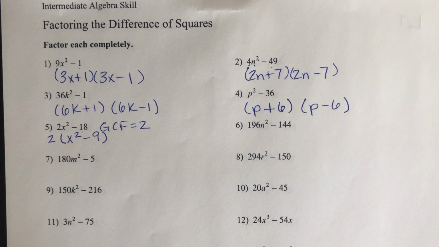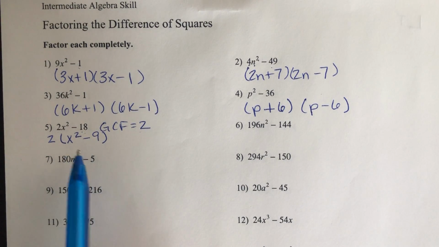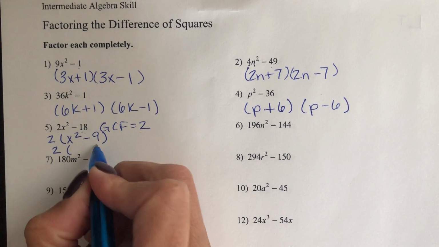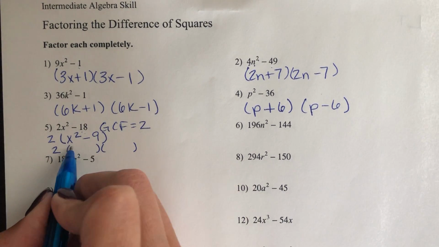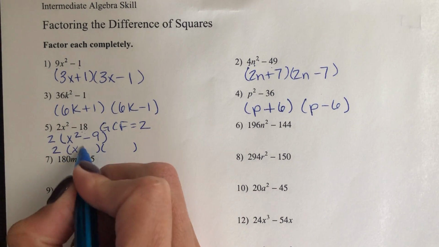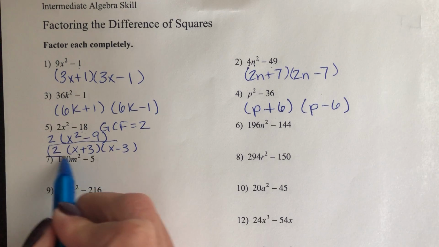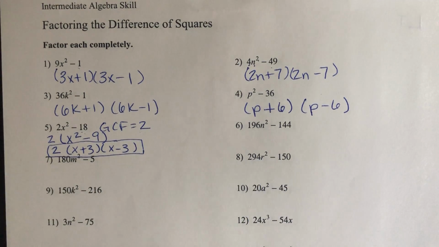Now I'm going to continue to factor my difference of squares here, so I'll bring down my GCF of 2, 2 parentheses, and then this would be x plus 3, x minus 3. And then this right here is my answer.